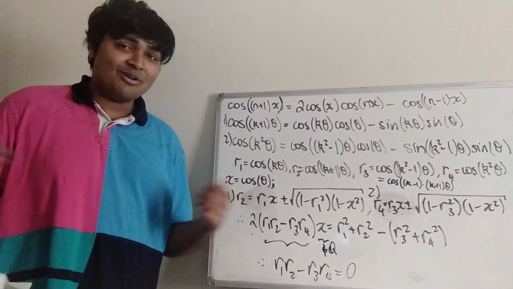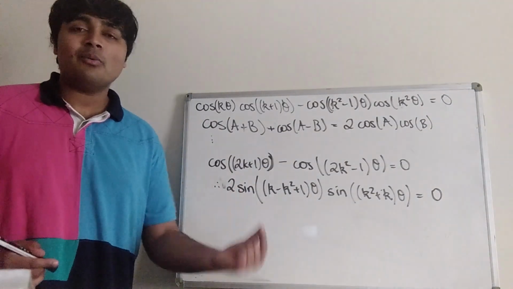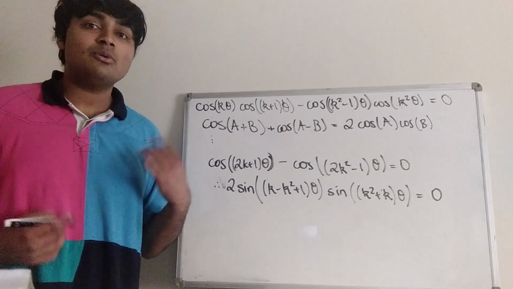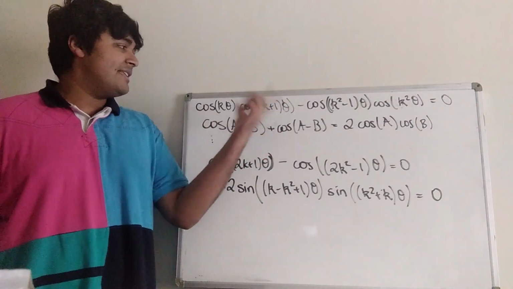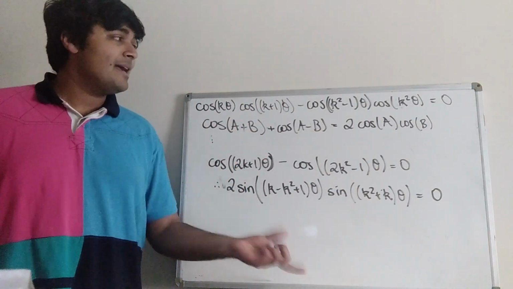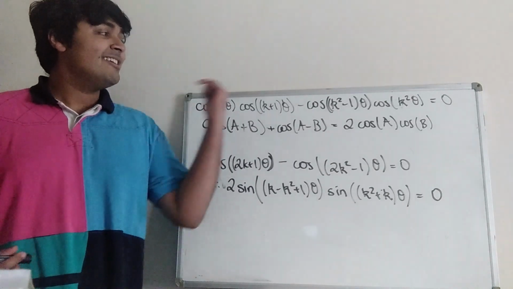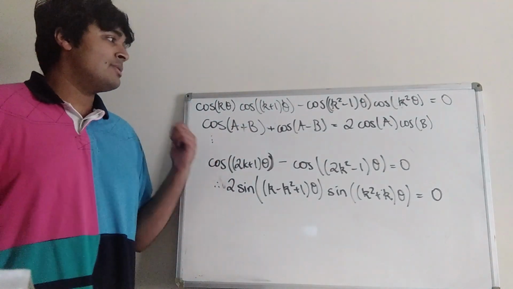Now let's use this to solve the problem. We just proved that r1 times r2 minus r3 times r4 is 0. So that's just cosine of kθ times cosine of (k+1)θ minus cosine of (k²−1)θ times cosine of k²θ equals 0.